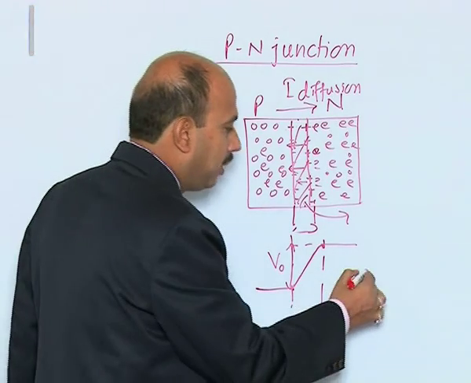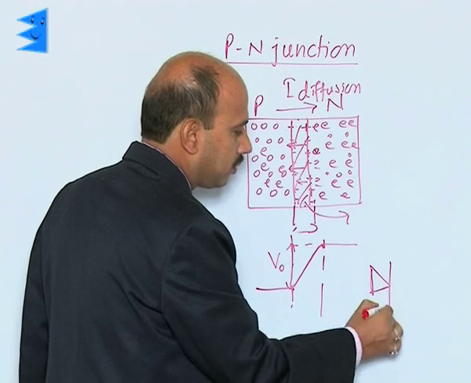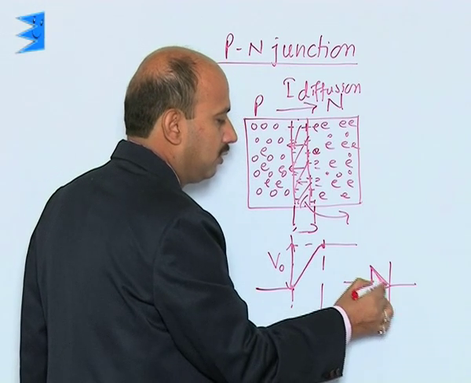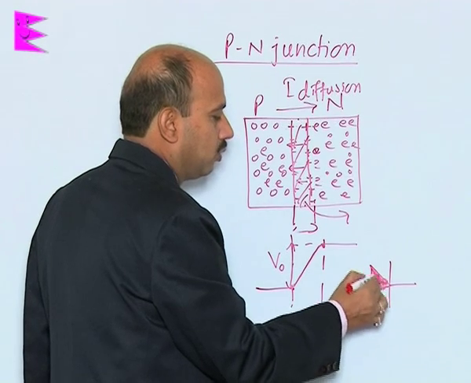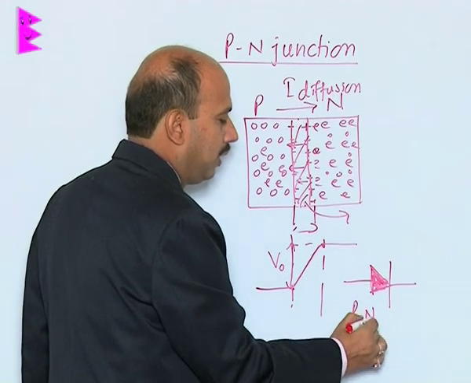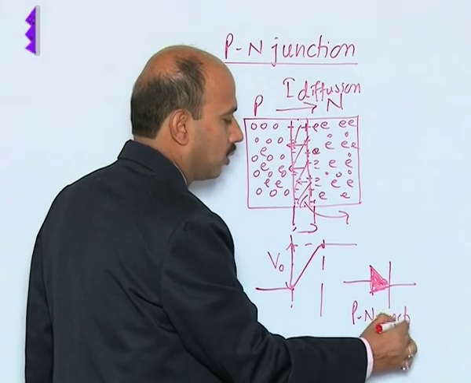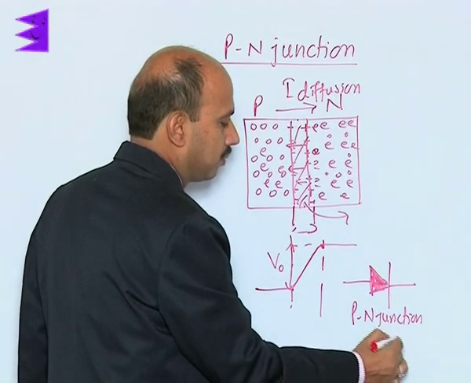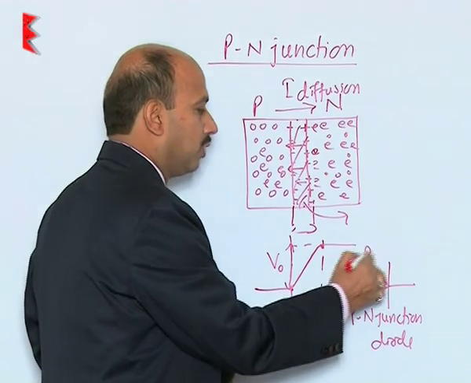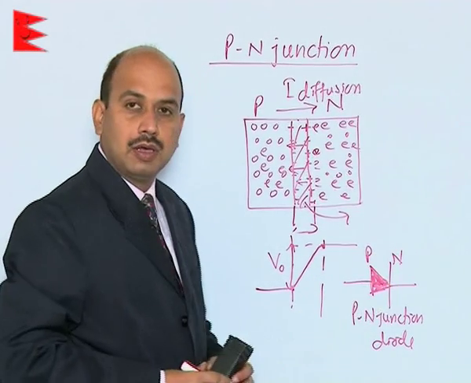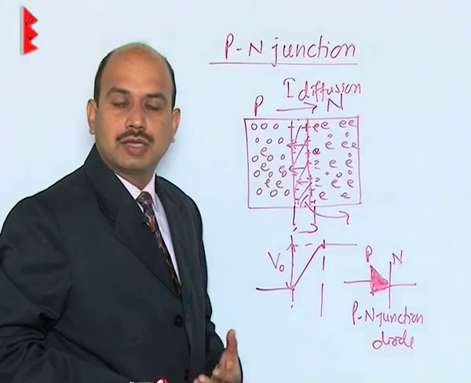This combination is known as the p-n junction diode, and its symbol is like this. This is the symbol for the p-n junction diode. This side is known as p type and this side is known as n type. So this is the formation of the p-n junction diode.